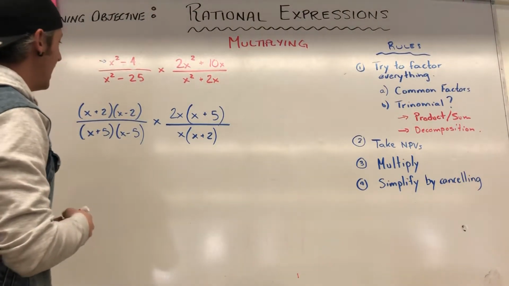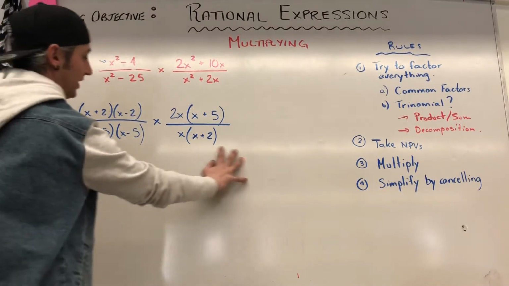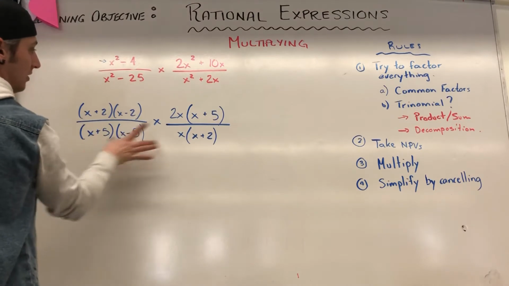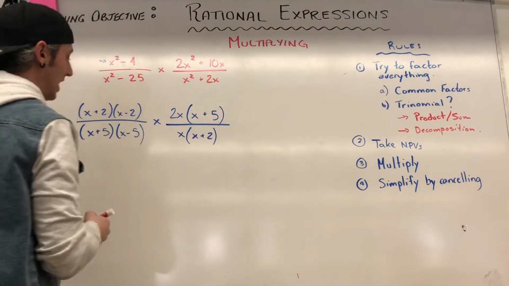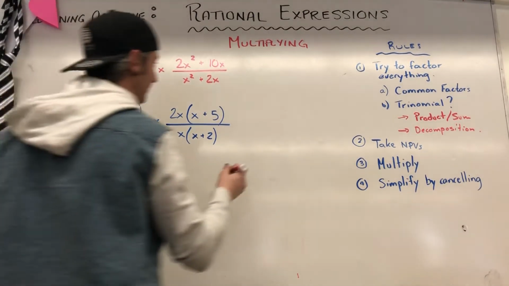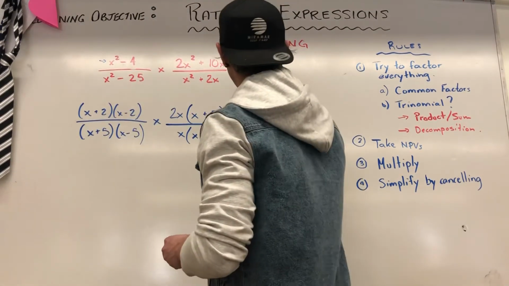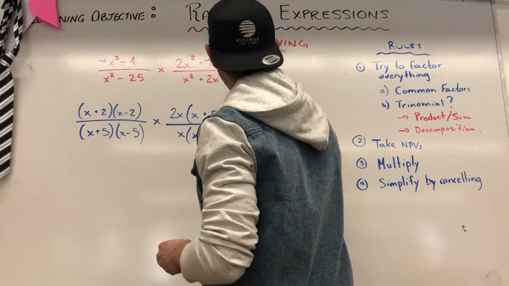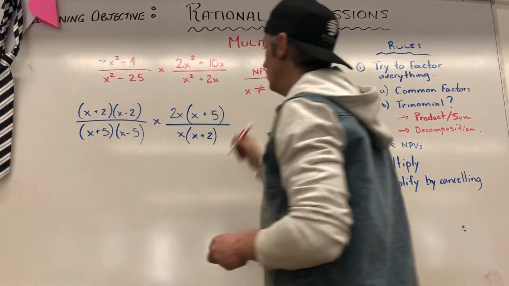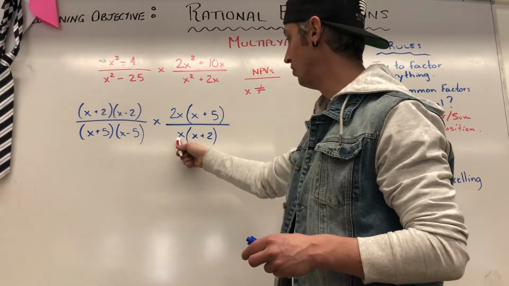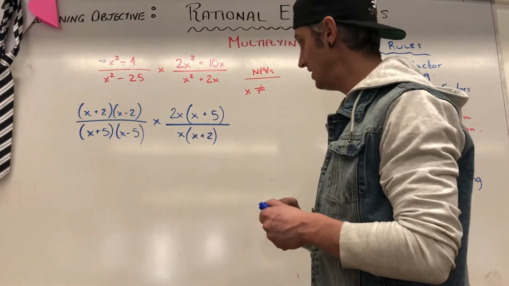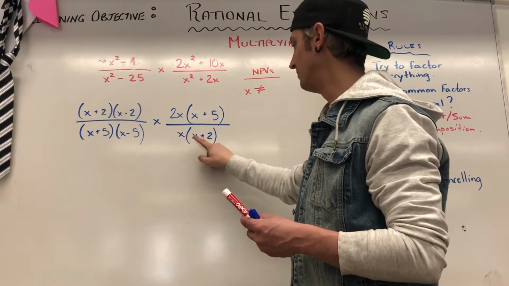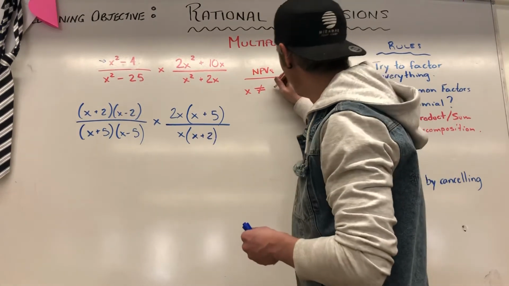And I take my NPVs just on my denominator, right? It's the same thing, but I'm going to look at the denominator of both rational expressions. So here my NPVs are going to be that x cannot equal 0. Basically, we're looking for any x that is going to make the denominator 0. So if x is 0, 0 times 0 plus 2 is going to be 0. So x cannot be 0.